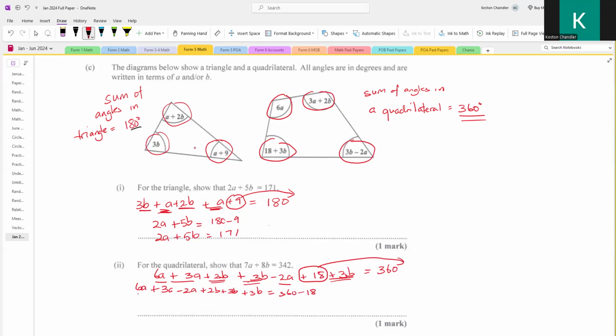6a plus 3a, that's 9a's. And 9 take away 2 is going to give me 7a. And then 2b plus 3b, that's 5, plus another 3, that's 8b's. And then 360 minus 18 is going to give me 342. Give me a thumbs up if you're okay with that.